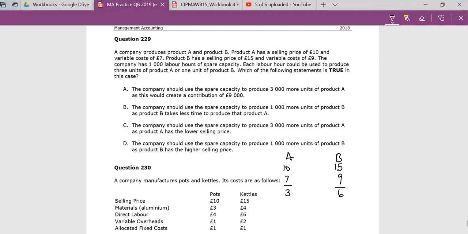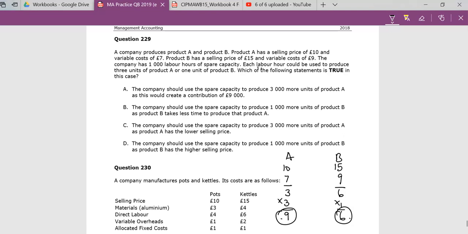Now, it says the business has 1,000 labor hours of spare capacity. Each labor hour can produce 3 units of A. So each labor hour can give us 9 pounds of contribution, 9 over 1, if you like. And each labor hour produces 1 unit of B. So for every hour of labor we spend, we get 9 pounds of contribution from A but only 6 pounds from B.